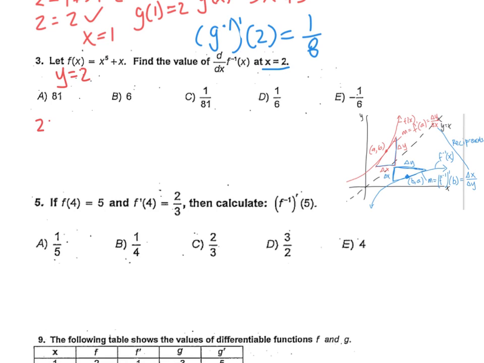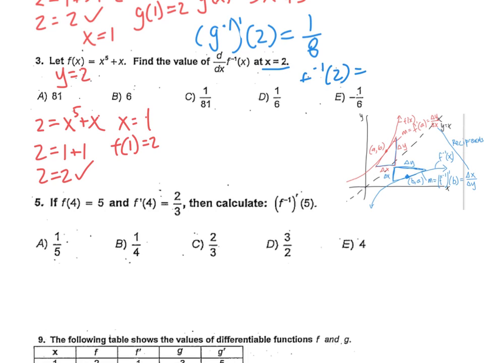So if I set 2 equal to x to the fifth plus x, again, this is kind of hard to solve algebraically, but if you just think about it, if I plug in 1 for x, then I get a true statement. So I get 2 is equal to 1 plus 1, which gives me 2 is equal to 2, so that works. So x is equal to 1. So what I have here is the point f of 1 is equal to 2, and on my inverse, that means that f inverse of 2 is equal to 1.